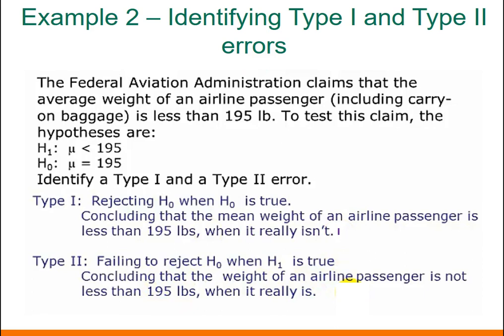If the airlines are basing the number of passengers on this mean weight, if the mean weight is really heavier than 195 pounds, they could end up with an airplane that's overloaded, that's actually carrying more than it's really capable of carrying, and that could cause some problems with the airplane. So this would be a fairly serious consequence of a type 1 error in this case.